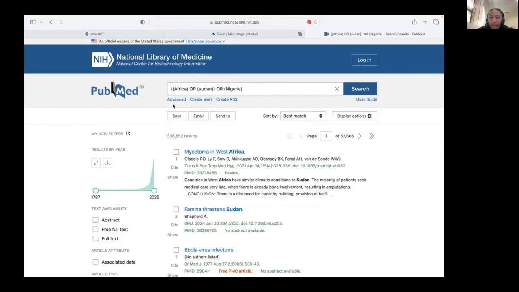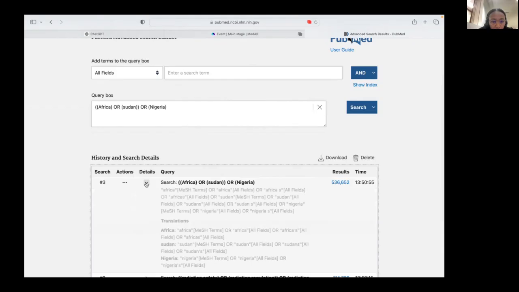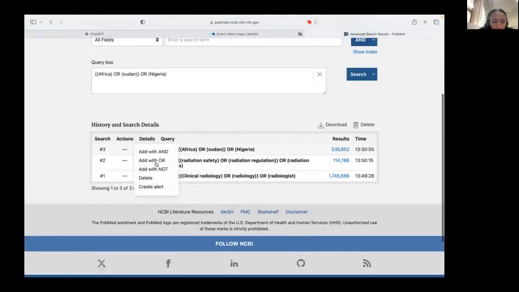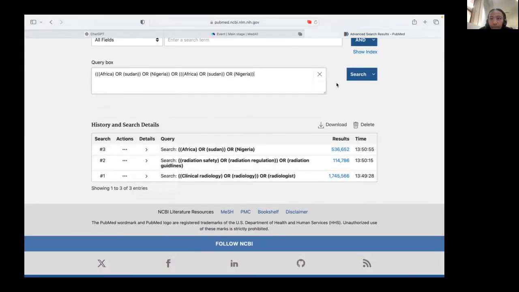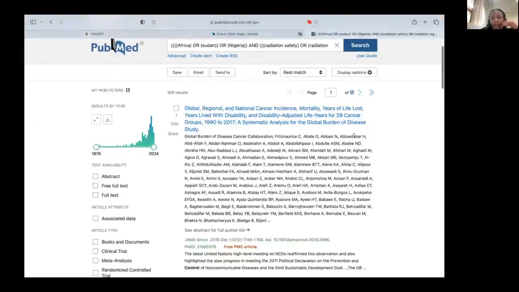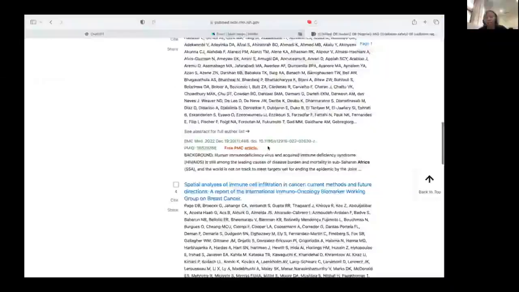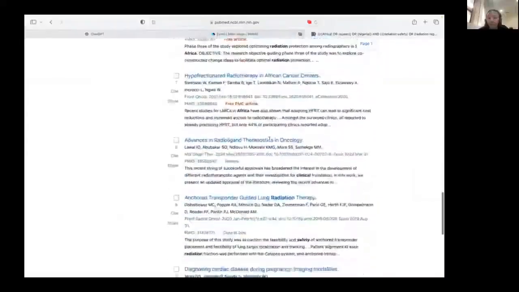And the last step would be to combine all of your search terms together. So add AND, and you want to now combine everything together. So this gave us about 17 studies to go through. You want to go through all of these 17 studies that would include things about radiology, about radiation safety, about Africa in them.